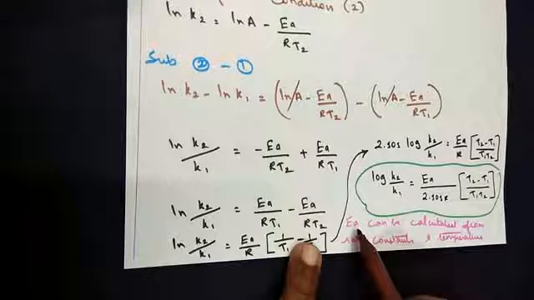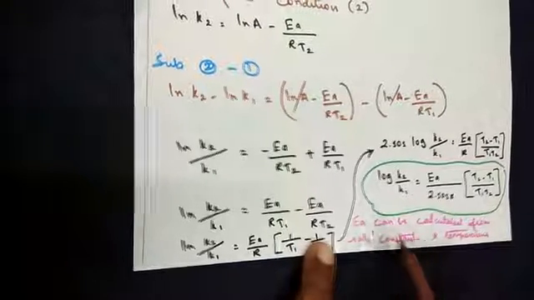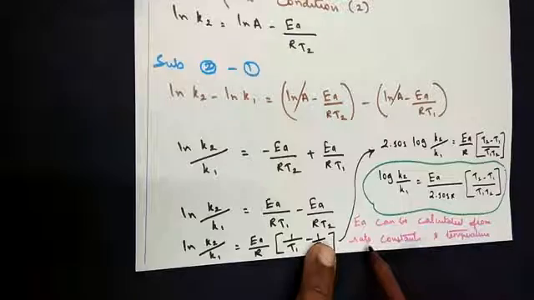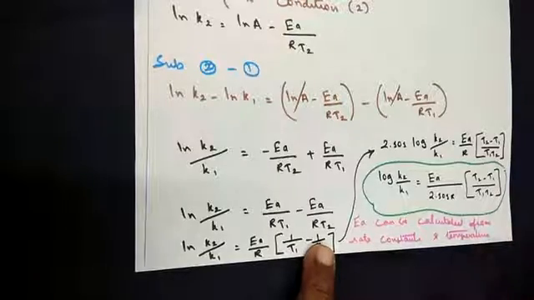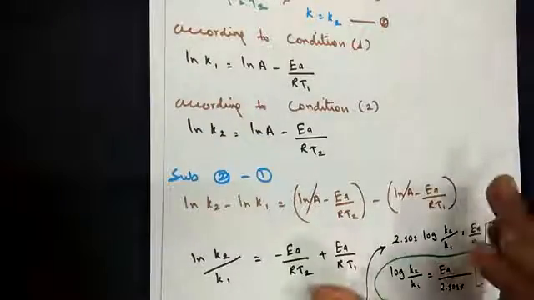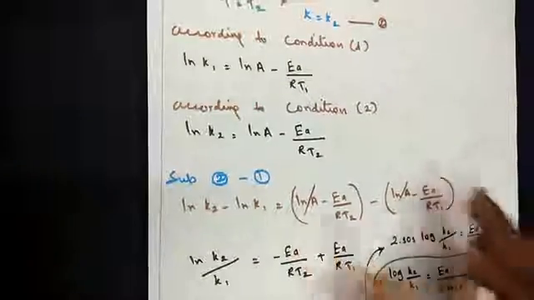Therefore, Ea stands for activation energy. Activation energy can be calculated from rate constants and temperature. You will understand more of it when we go on to the numericals.